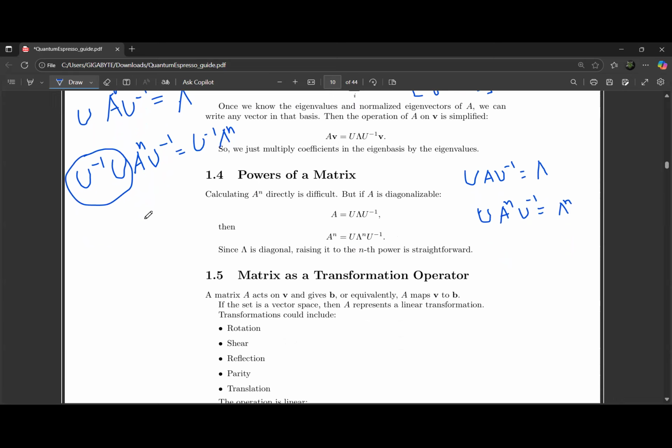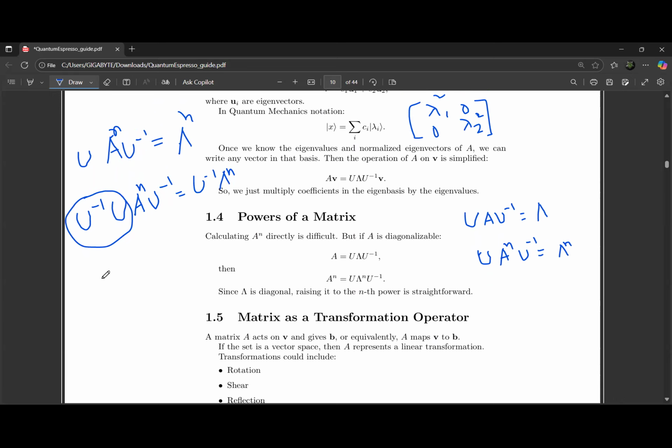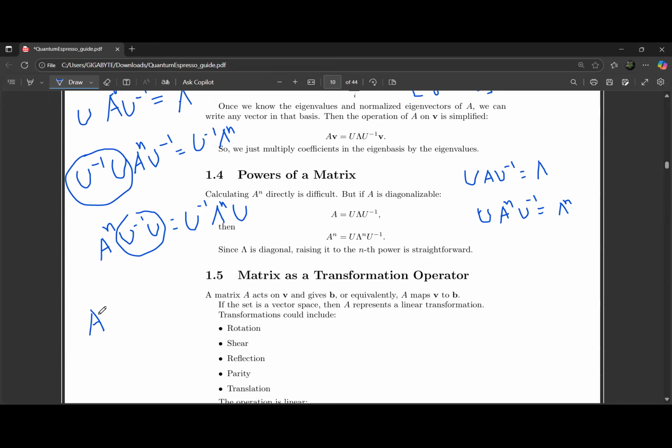And again, we can multiply U from the right. We will have U inverse, and then again these two will cancel each other out. U inverse lambda to the power n, and U. And eventually, we get to the point that A to the power n is equal to U inverse lambda to the power n U, where lambda to the power n is simply the diagonal matrix, which is much easier to calculate.